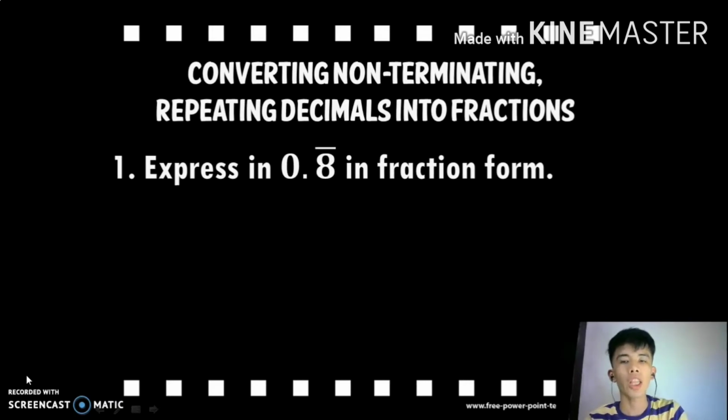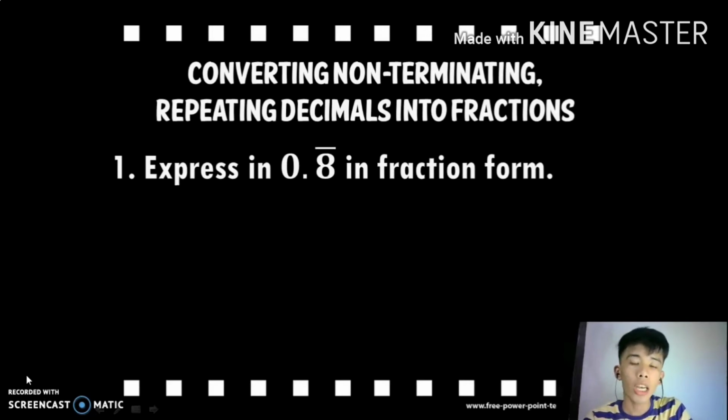Next is to convert non-terminating repeating decimals into fractions. So, example, express in fraction form 0.8 and so on and so forth. Okay, so kapag ganyan, ang gagawin natin, imbis na power of 10 yung ilalagay natin sa denominator, ang gagamitin natin is the number 9. Kung ilan yung digit after the decimal point, yun yung number of 9s na gagamitin natin. Laging 9 kapag non-terminating. Okay?